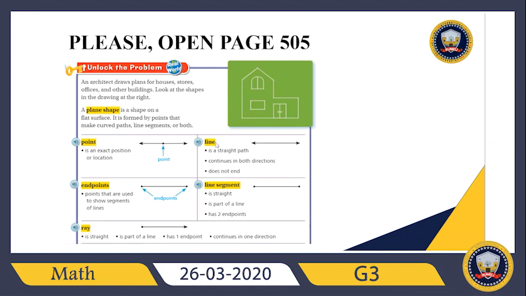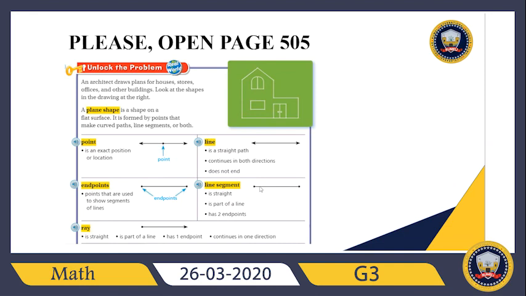What about line? A line is a straight path and it continues at both sides. This arrow represents that it goes on forever. It doesn't end. What about end points? These points are used to show segments of lines, so they don't go on forever, they stop. So these points represent end points.